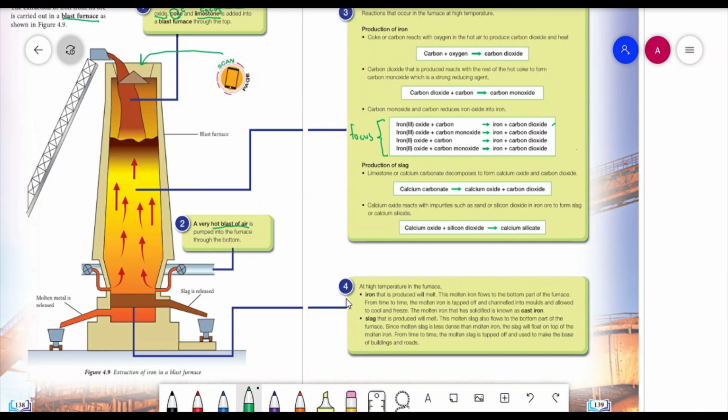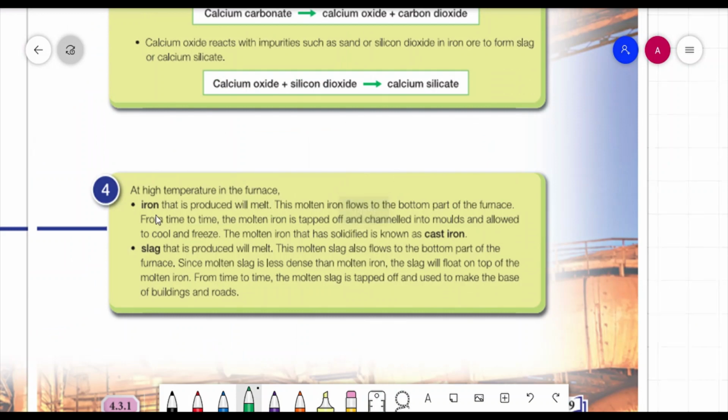We focus on number 4 now. At high temperature in the furnace, the iron that is produced will melt. This molten iron flows to the bottom part of the furnace. From time to time, the molten iron is tapped off and channeled into molds and allowed to cool and freeze. The molten iron that has solidified is known as cast iron.